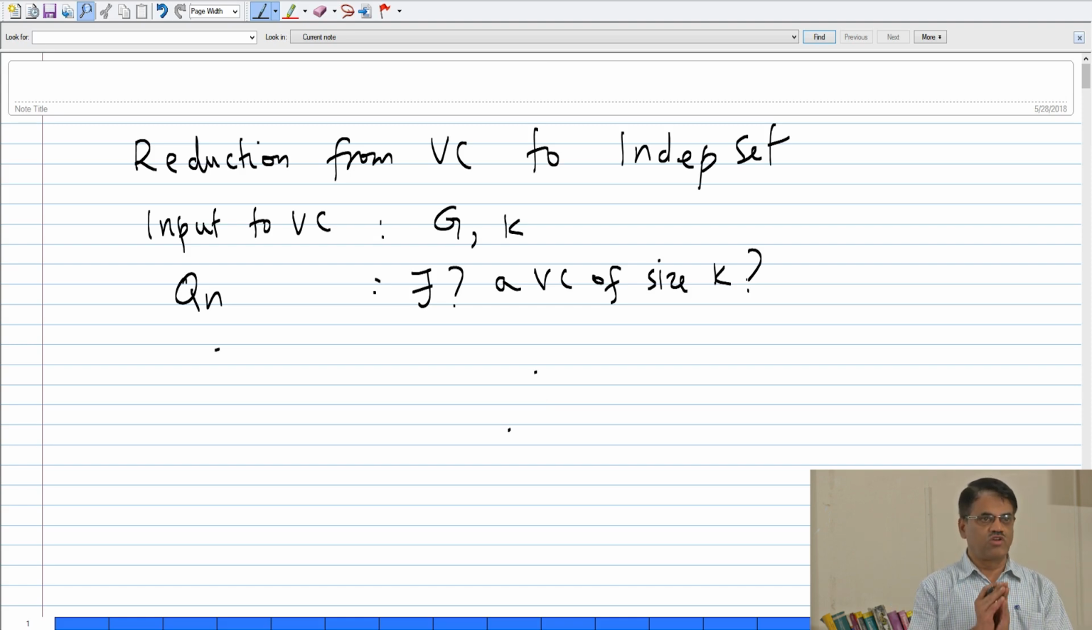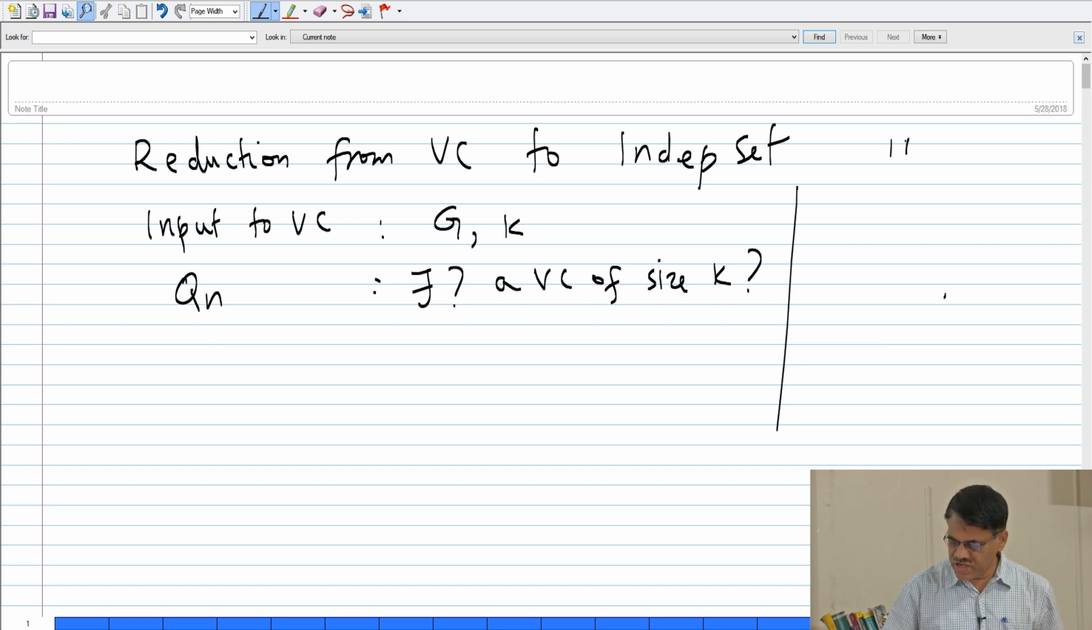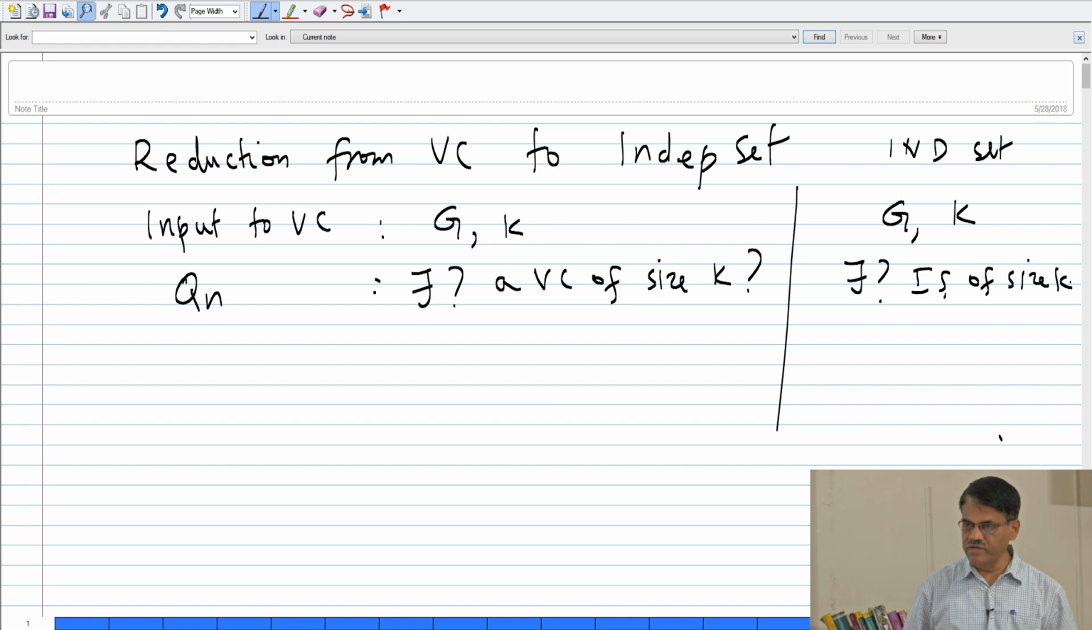This is the decision version of the vertex cover problem, which we want to reduce to the decision version of the independent set problem. So, what is the independent set problem input? For independent set, the input is G, K. Again, you are given a G and a K, and the question is, does there exist an independent set of size K? Similarly, for clique and so on and so forth.